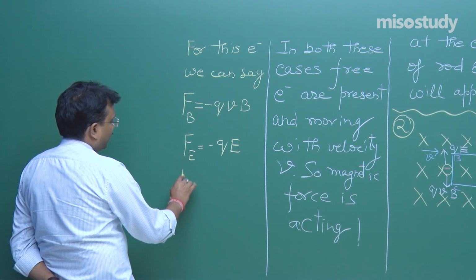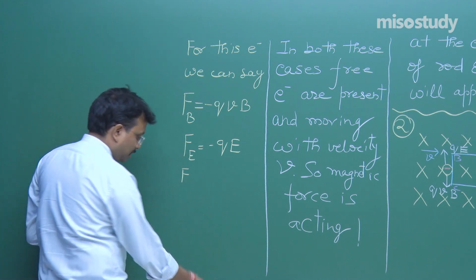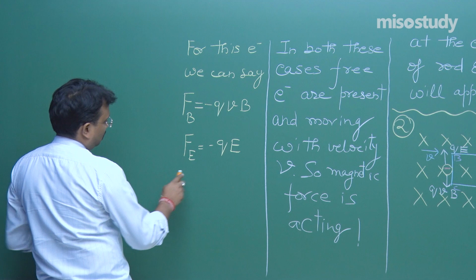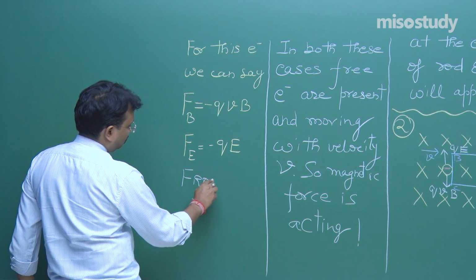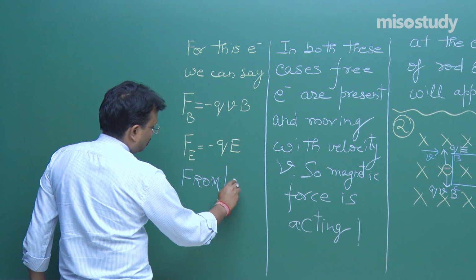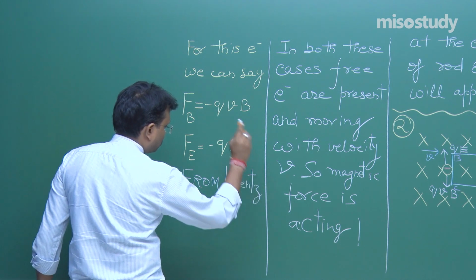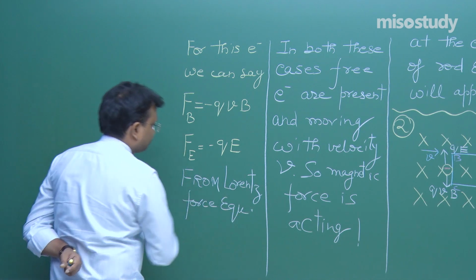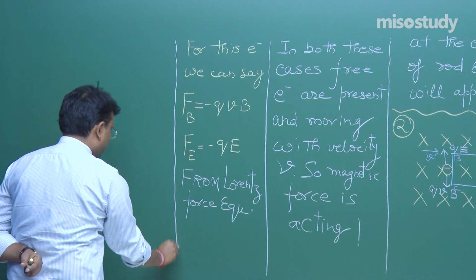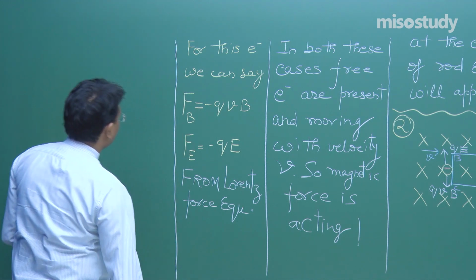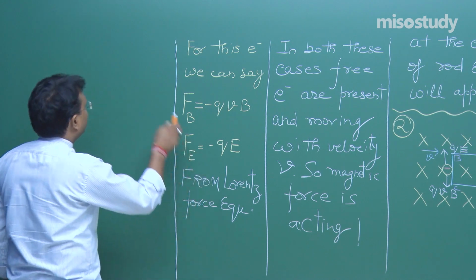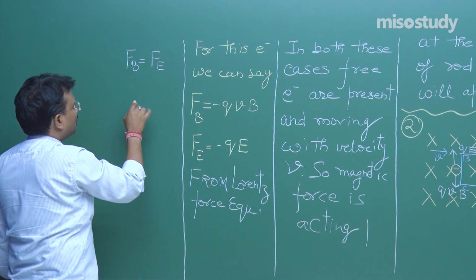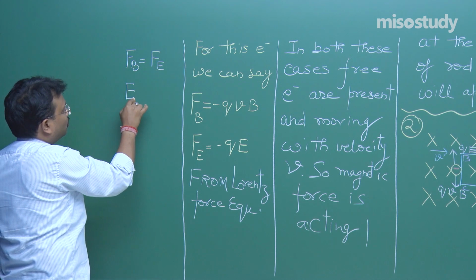Okay. So, now from the Lorentz force equation, I think I should mention this term, what we can say, just use this space over here because it is available. So, I am using this space, that is F_B is equal to F_E. So, it will give me E is equal to VB.